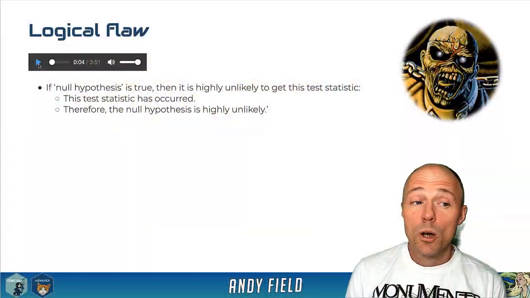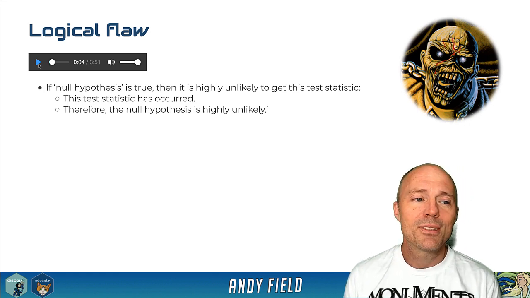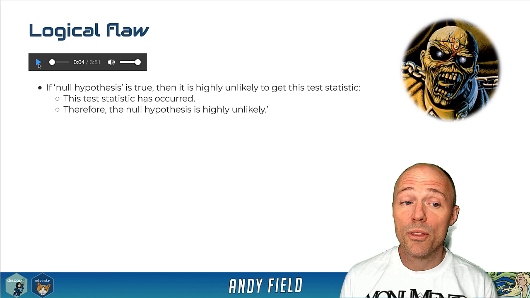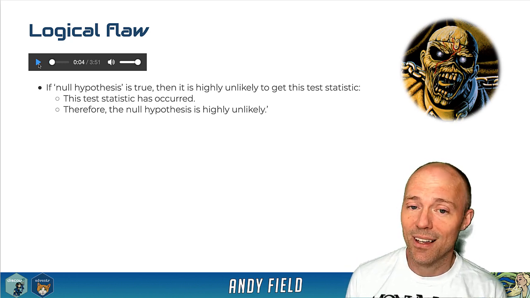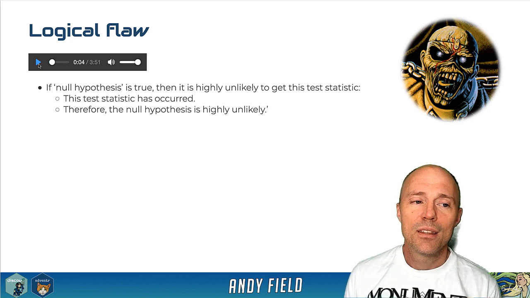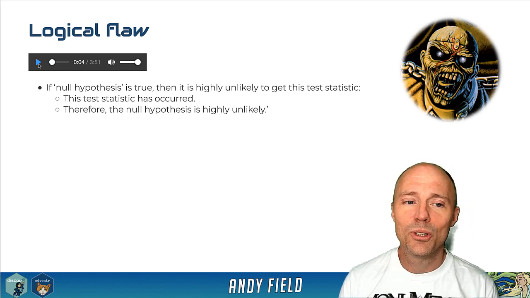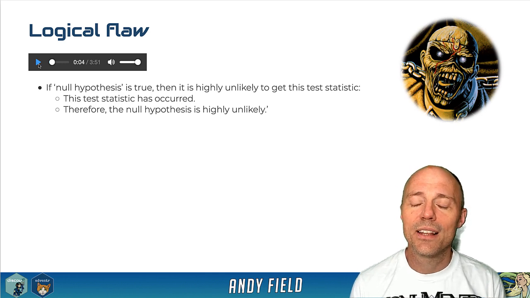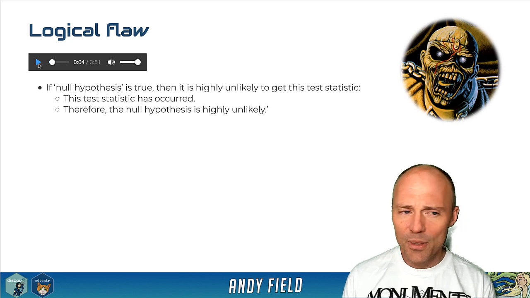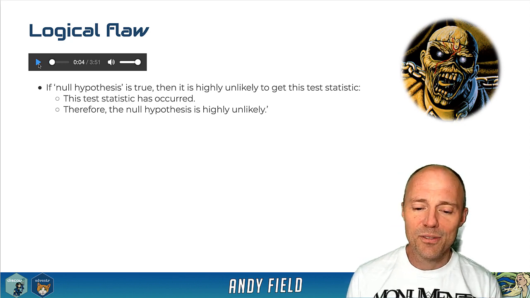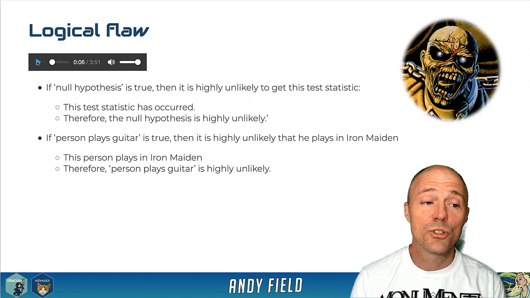The kind of logic of the null hypothesis, or of significance testing, goes something like this. If the null hypothesis is true, then it is highly unlikely to get the test statistic that I have observed. I have observed this test statistic, it has occurred, therefore the null hypothesis is highly unlikely. That's the kind of logic that it relies on. Now this seems at face value to be okay. I'm going to switch some of the words and show how it's not actually very logical.